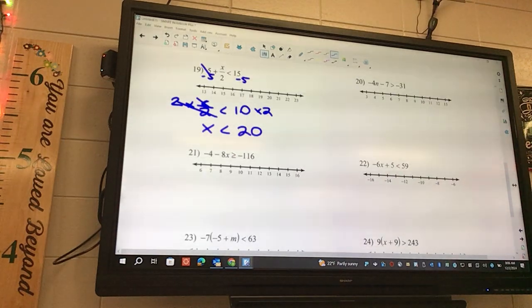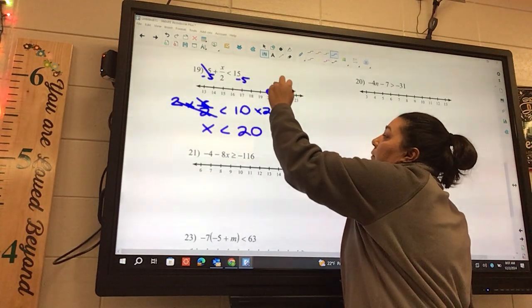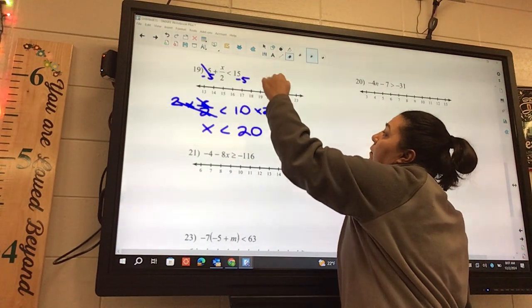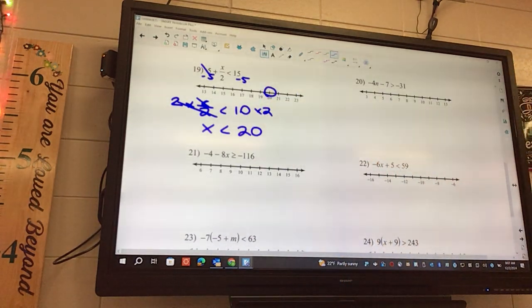Should that be open or closed? Closed, going which way? No, it should be open. To the left.